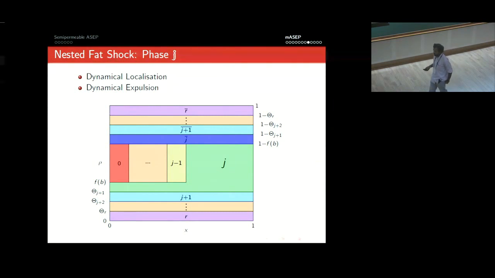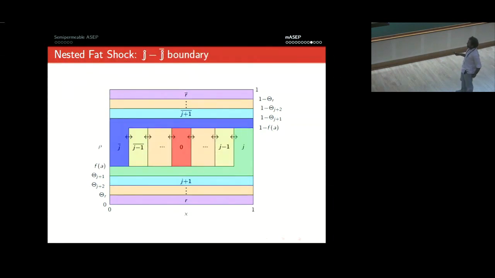But the point is that there are two trademark non-equilibrium phenomena happening here. One is what we call dynamical localization. So look at, for instance, species J minus 1. It's sitting right in the middle, localized dynamically. So that's one point I wanted to stress. And the other is this dynamical expulsion, which is what I said earlier. Particles 1 bar through J minus 1 bar are not at all in the system. They have been kicked out of the system. So these are the two novel non-equilibrium features.